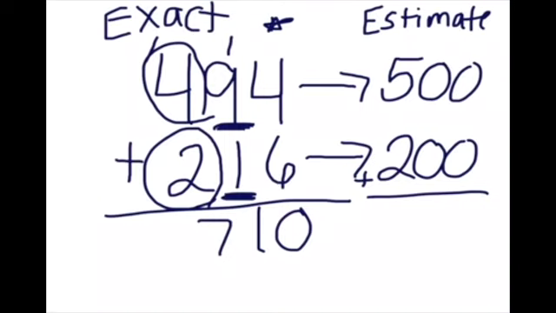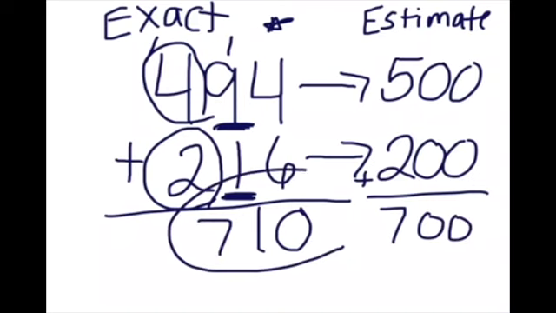That's the same thing as my exact answer, except I rounded my numbers, okay? 494 plus 216, when I estimate, is about 500 plus 200. They estimate to be a similar problem, and they're close to each other. And remember, reasonable means close to the exact. Hopefully we get our answer to be close. So I'm going to add 500 and 200, and that's 700.